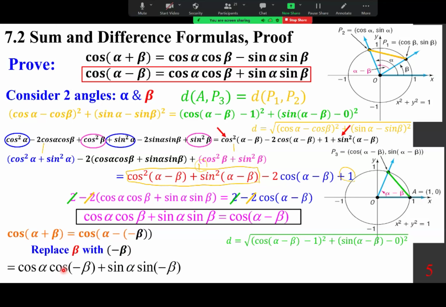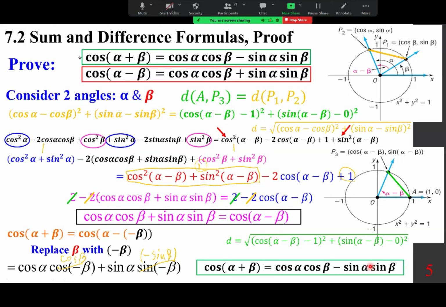As you know, cosine is an even function. Cosine of minus beta is the same as cosine of beta. And as you know, sine is an odd function. So sine of minus beta is minus sine beta. And therefore, cosine of alpha plus beta is cosine alpha cosine beta minus sine alpha sine beta, which is the first one. We proved both of them. You're not responsible for the proof, but if you can follow it, you're in good shape, everybody.